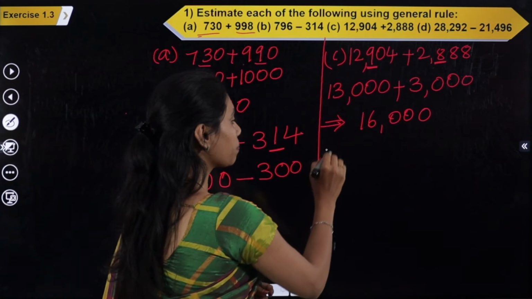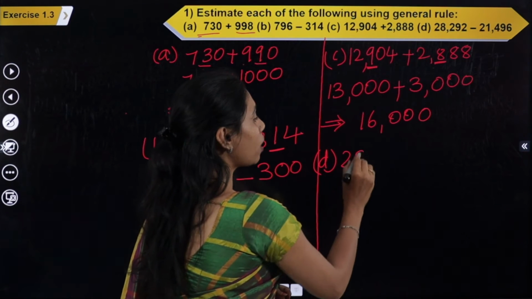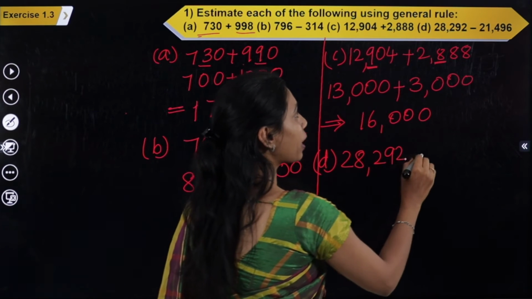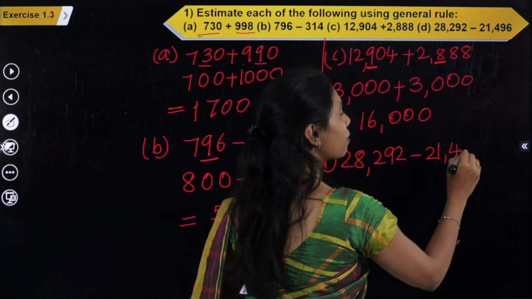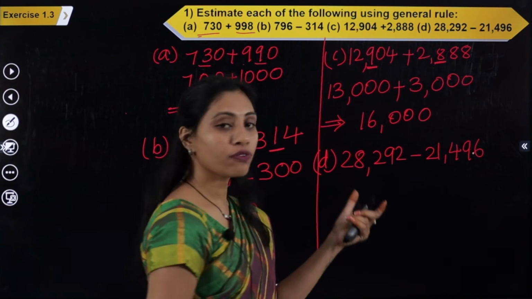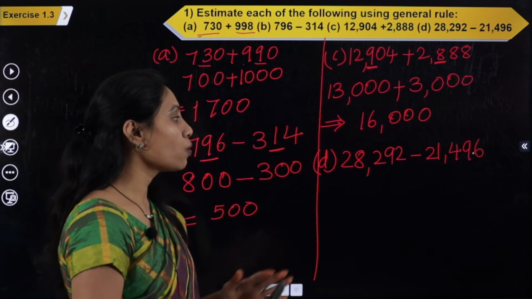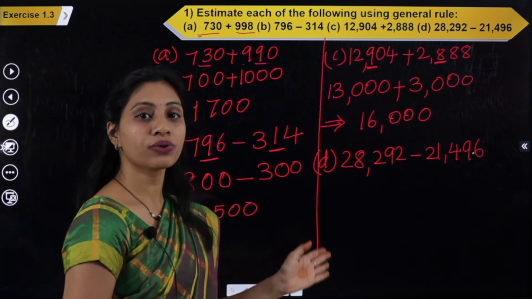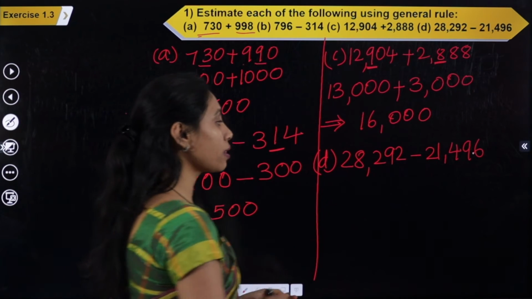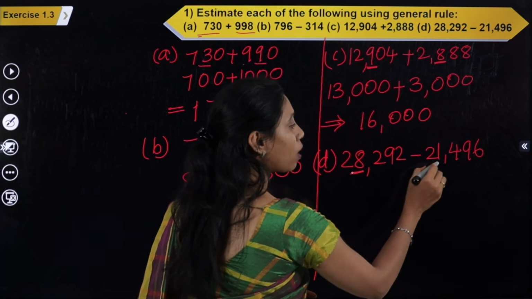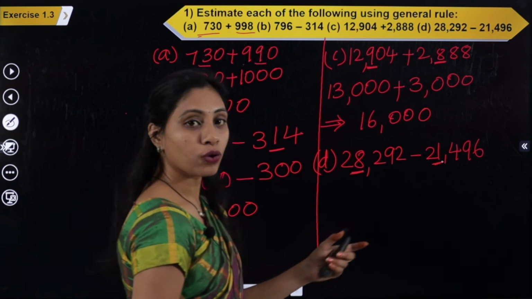Next, last question. 28,292 minus 21,496. The number of digits in the first number and the second number are the same. So let us round off this to the nearest 10,000. So let us underline the thousands place value in both the numbers.